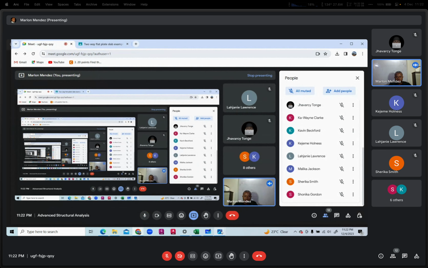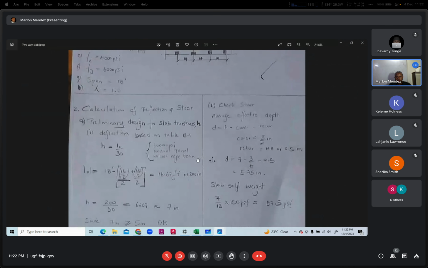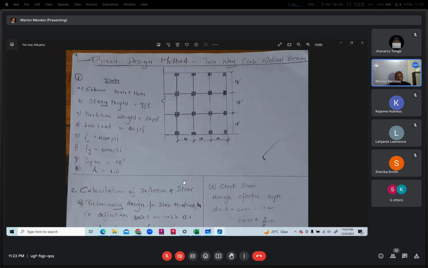All right. Look, can you see my screen now? So, the information that you get, if you get something similar to this, I want to just follow in terms of the information. You get the column information, the height of the structure, the partition width, which is a dead load, and the live load, which is 40 PSF, pounds per square foot.